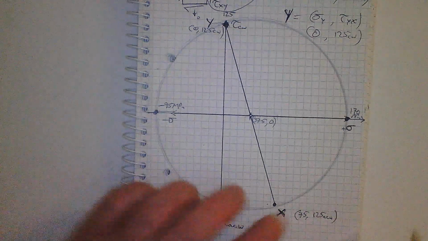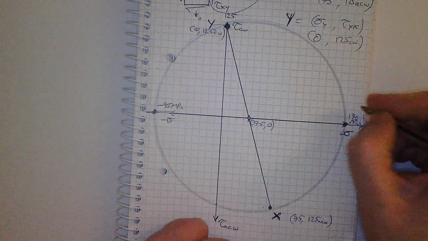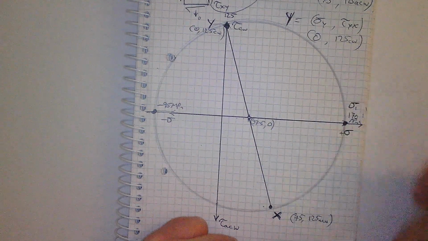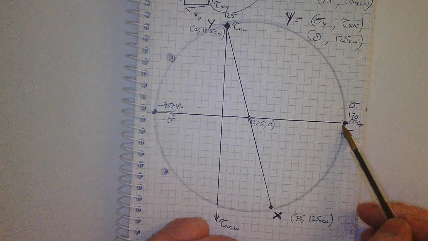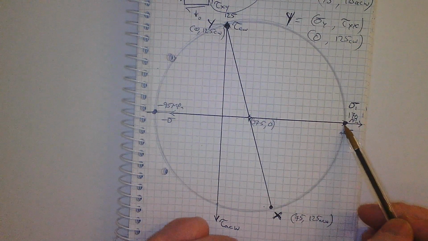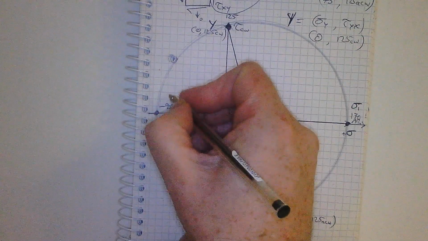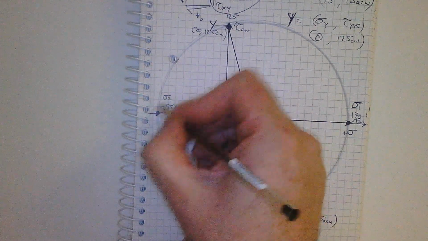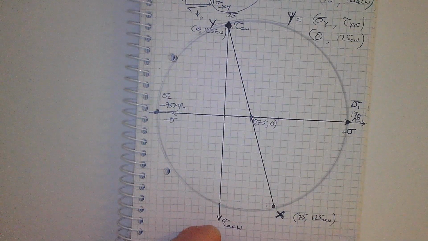So yeah, those are the maximum and minimum values. This one here on the right, that maximum value, that's sigma 1, your first principal stress. Okay? And sigma 2 is your minimum normal stress, or the second principal stress, and that's the minus 95 on the left.